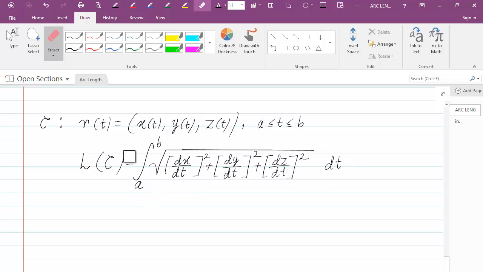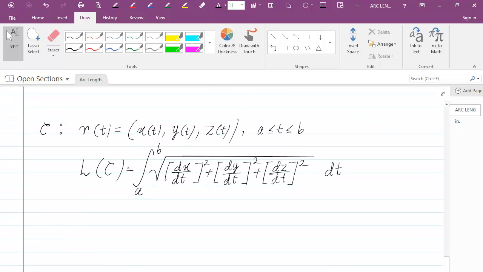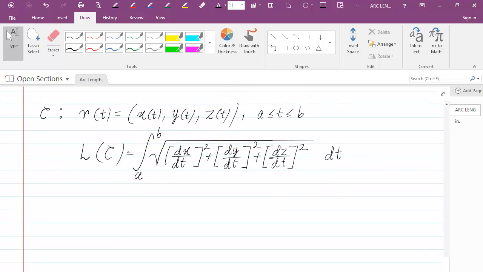Okay, so we have obtained the length of the curve C, and we have this nice clean formula for the length. So if we know the derivatives of the components of r, then we can go about finding the length by evaluating this integral. Okay, so what's going to come up in the next video is applying this formula for some given curves.